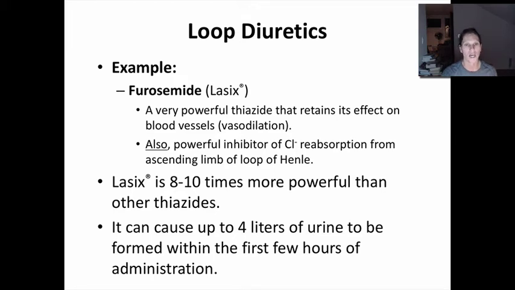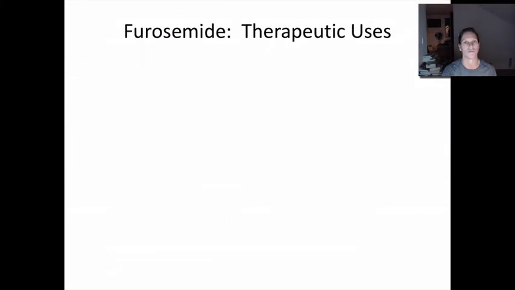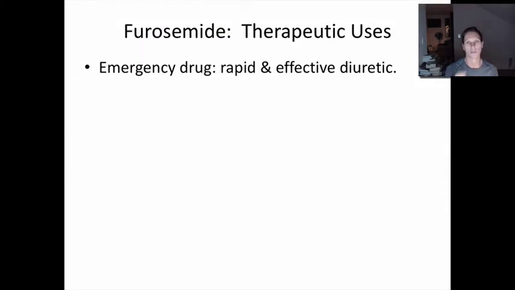Remember, a normal urine output in a day is about 1.5 liters. We're talking about the drugs causing 4 liters of urine production in a couple hours after administration. These drugs move a huge amount of fluid. So why would you want to give somebody furosemide or Lasix? Well, if you need diuresis to happen fast and effectively, this is it.